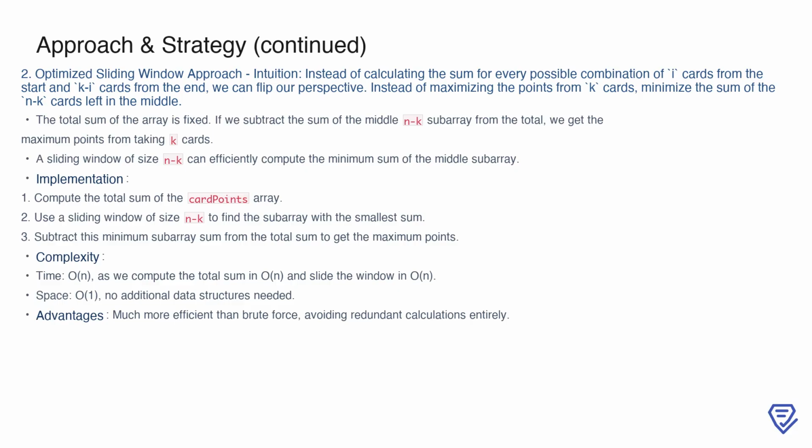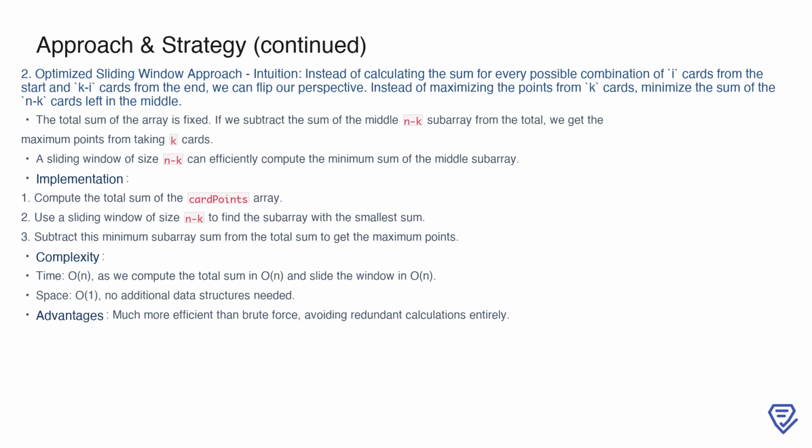The reasoning is simple. Since the total sum of the array is fixed, subtracting the smallest possible sum of the n-k cards from the total will yield the maximum sum of the k cards we take. To achieve this, we use a sliding window of size n-k to find the subarray with the smallest sum.